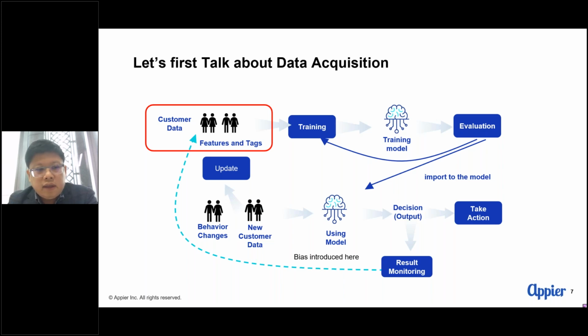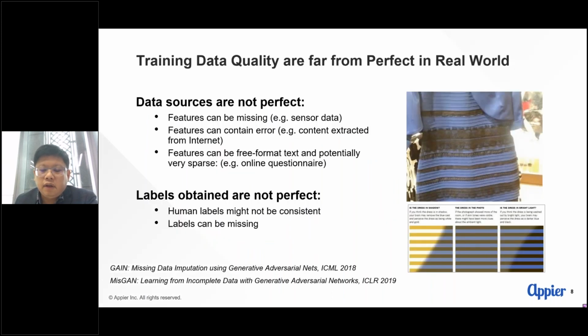I will go back to that later on, and let's first talk about the first part of machine learning service, which is data acquisition. There are several real-world challenges we have to face while trying to acquire data from our customers. First, the data sources can be imperfect, and the features can be missing, and the features can contain errors, and the features can be free-format text and potentially very sparse. To make things worse, the labels we have obtained might not be perfect. In the real world, there could be inconsistent labels or missing labels.